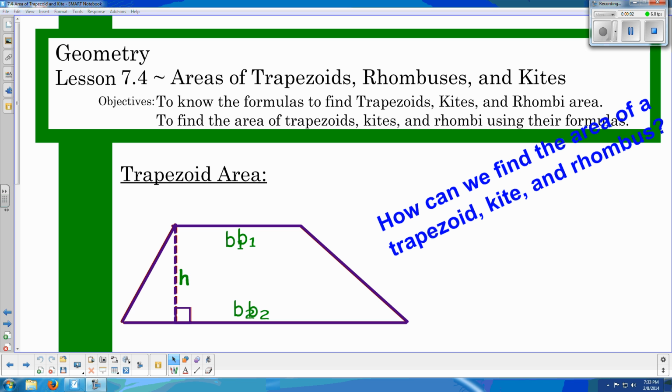Alright guys, now we're going to do lesson 7.4. We're going to find the area of trapezoids, rhombuses, and kites. Now, we are going to only do trapezoids today.